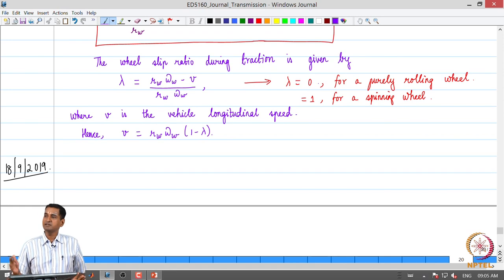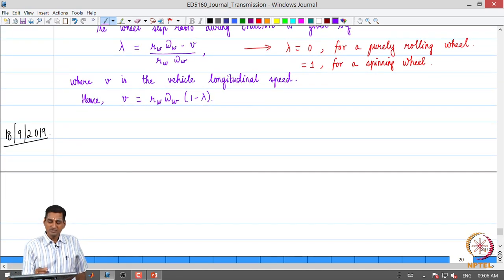The other extreme case is when a driven wheel is stuck in a pothole full of, let us say, mud. Then we apply traction and the wheel keeps spinning at the same place. So R omega will be finite, however V will be close to 0, so the other limit will be 1, for what is called a spinning wheel. If we use this equation, we get the longitudinal speed as R_W omega_W times (1 minus lambda). So this is where we stopped. Let us continue from here.